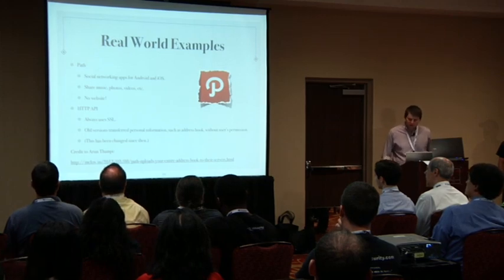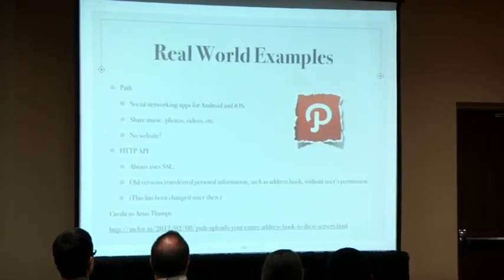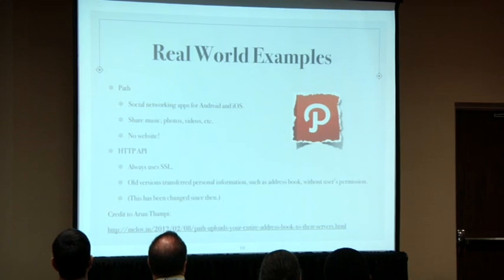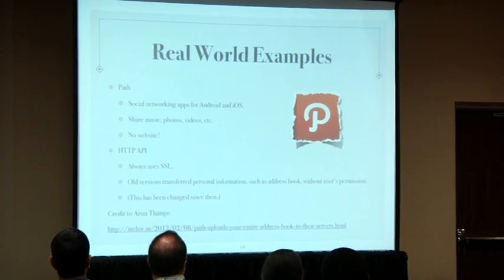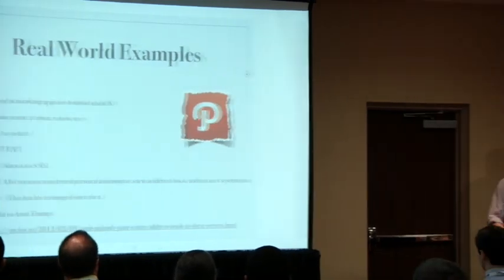And so these old versions transferred personal information such as the address book. And since then, this has been corrected, and they've updated their privacy policy. But despite the fact that this API was encrypted with SSL, someone was able to reverse engineer it and see that this private information was being sent. So again, this is an example of an SSL API that doesn't protect the information from the end user. And in particular, this was a researcher named Arun Thampi who discovered this by using a technique similar to what we're going to show you today.